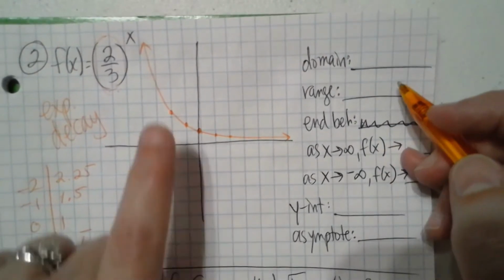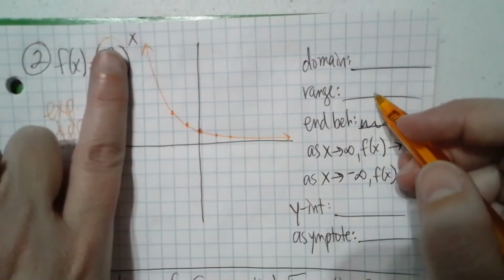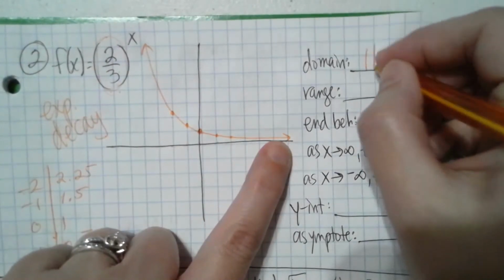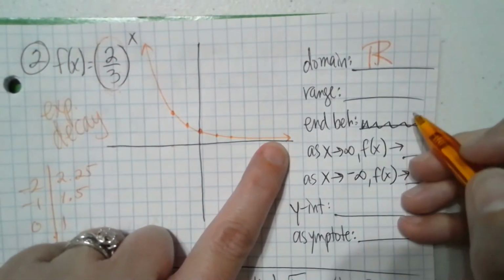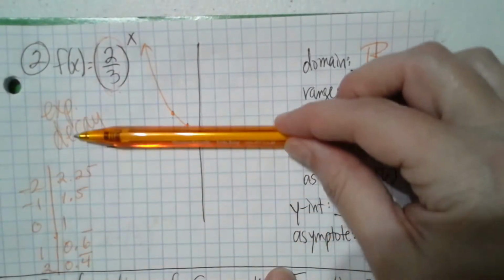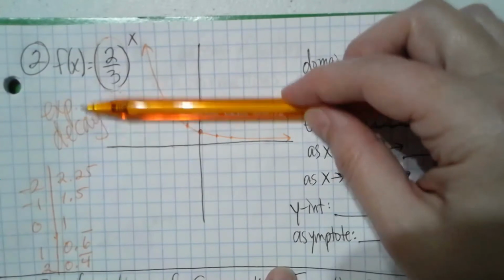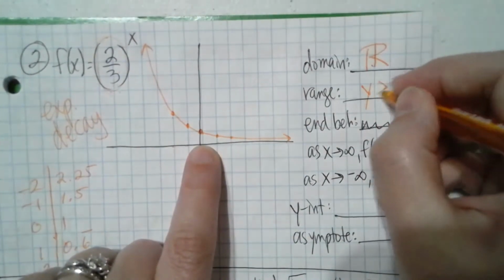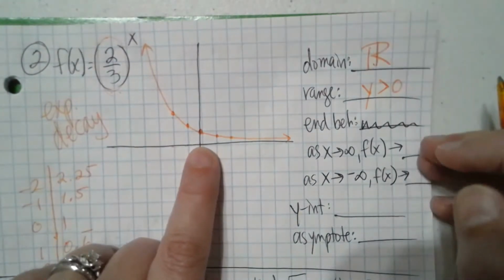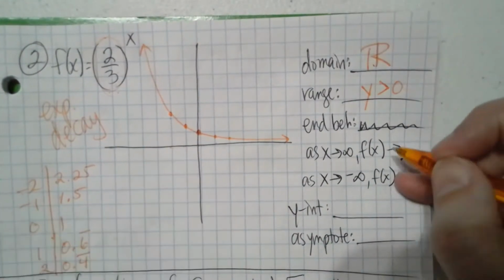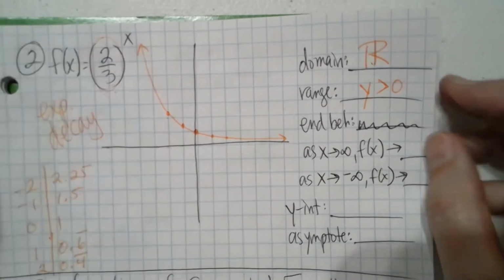Okay, domain: every x value from left to right, arrow to arrow, all real numbers. Our range, our y values: I only got y values up here above 0, so I'm going to start at 0, and we have only things bigger than 0. Do you see a pattern, how it's the same? I'll give you a hint on that in just a second.